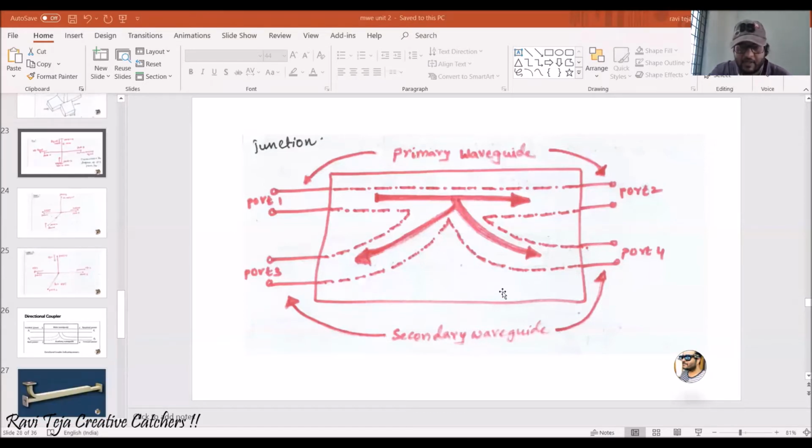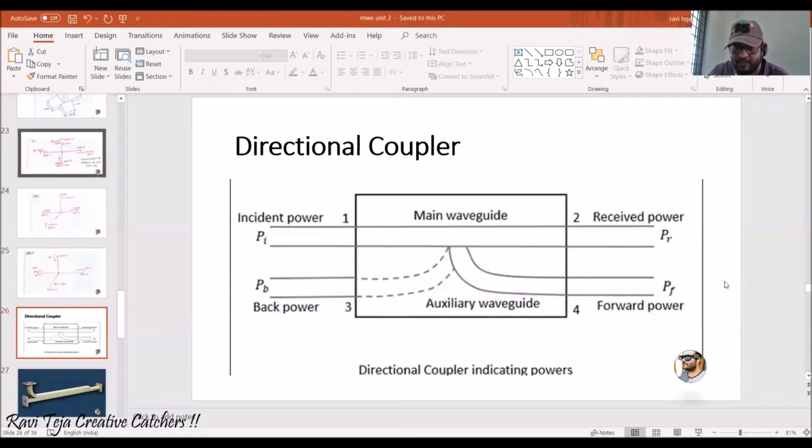Our directional coupler is a combination of two waveguides. Each waveguide will have two ports, as we all know. So on the whole, a directional coupler consists of four ports. Two ports are from the primary waveguide and another two ports are from the secondary waveguide. The primary waveguide will have port 1 and port 2. The secondary waveguide will be a little bit bent and it will be considered as port 3 and port 4.